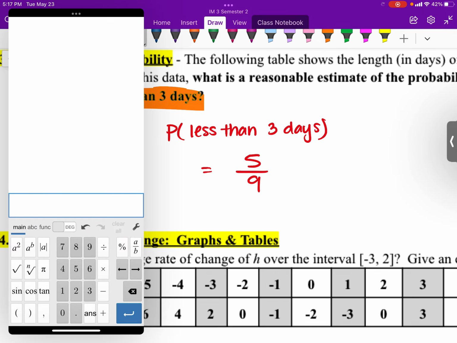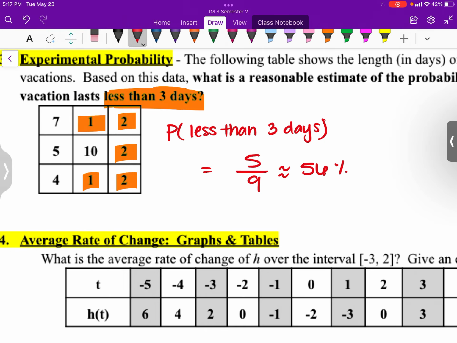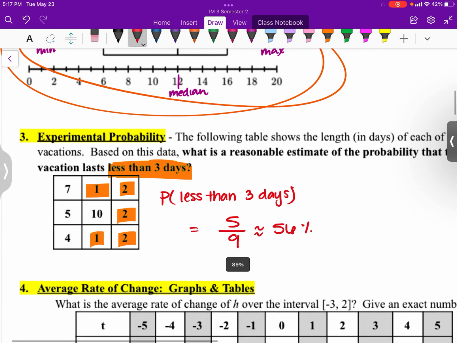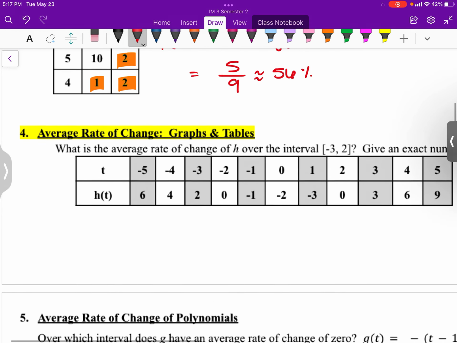And if we do 5 divided by 9, that's about 56%. If we round to the nearest percent, it's about 56%. So there's a 56% chance that the next vacation is going to last less than 3 days. All right, and that's experimental probability.